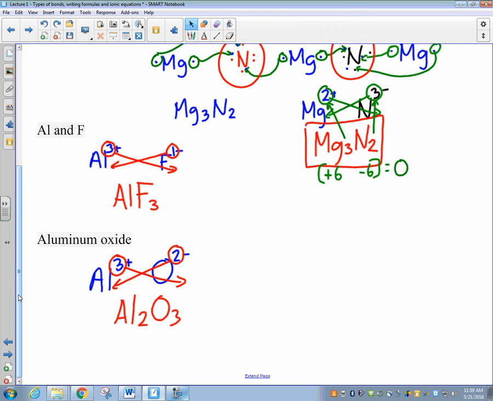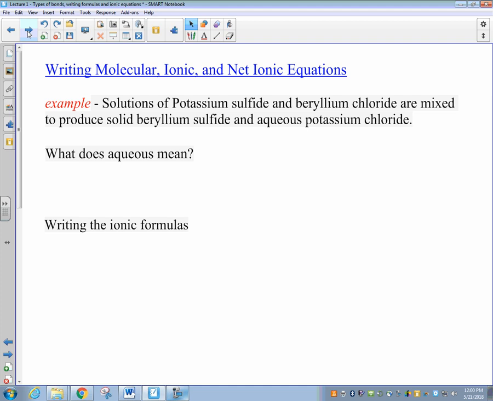All right, so that is the quick way. We call that the crisscross method for determining formulas of ionic compounds. Now next, what we'd like to do is to use our newfound ability to write the formulas of ionic compounds in order to write our very first equation for the year. And we're going to show you how to write what we refer to as molecular, ionic, and net ionic equations describing what happens in a precipitation reaction.